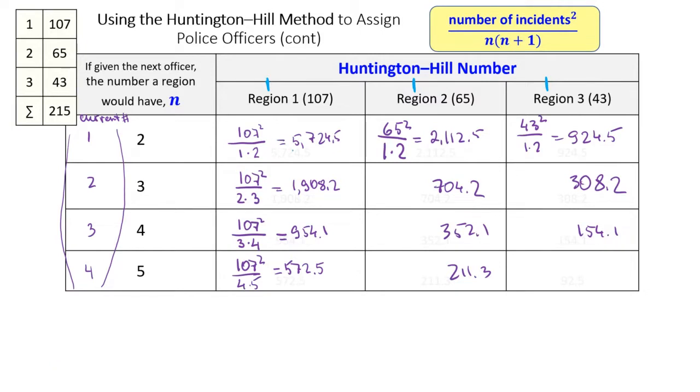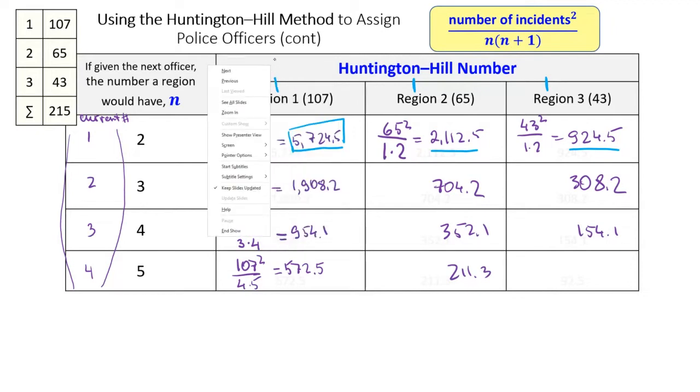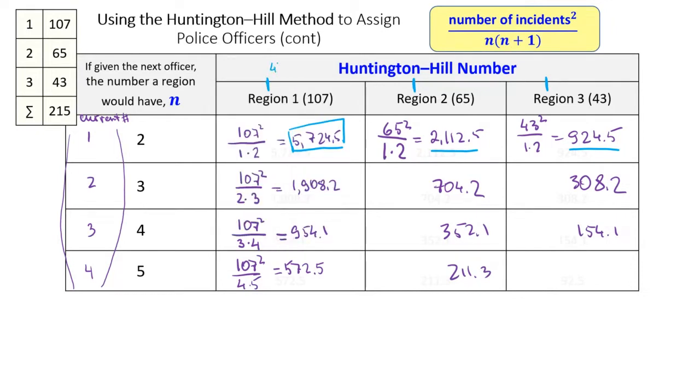We have 5724, 2112, 924. 5,000, 2,000, and less than 1,000. 5,000 is definitely greater than the other 2 numbers. It means the 4th representative goes to region 1. And we cross out the number from the table.